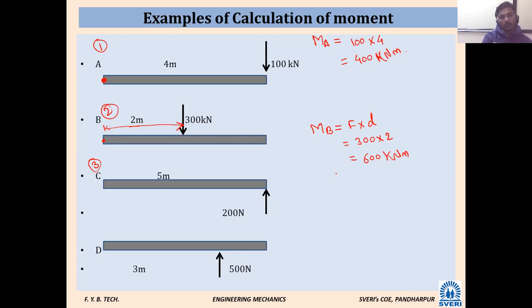Calculate moment due to 200 Newton force at point C. Let us take this point here. And 200 Newton. If you imagine, is the object going to rotate clockwise or anti-clockwise? Anti-clockwise. What you should do is imagine that at whichever point we want the moment, you hold that point in your left hand.